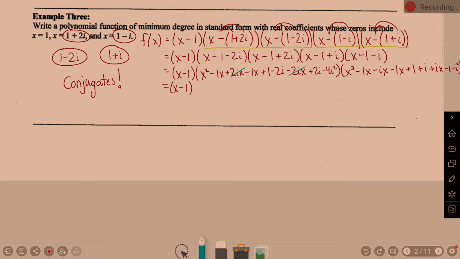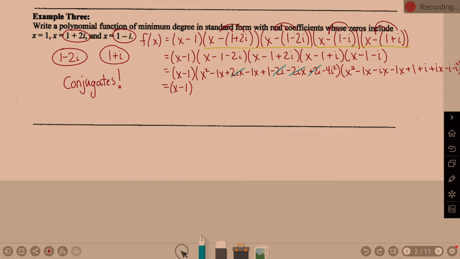Two ix minus 2ix is gone. Minus 2i plus 2i is gone. And notice all my regular i's are gone, yes? Don't force it, because if you made a mistake, that could be a mistake elsewhere, so go back and check.